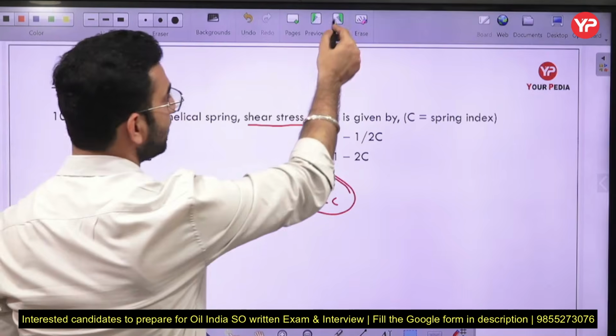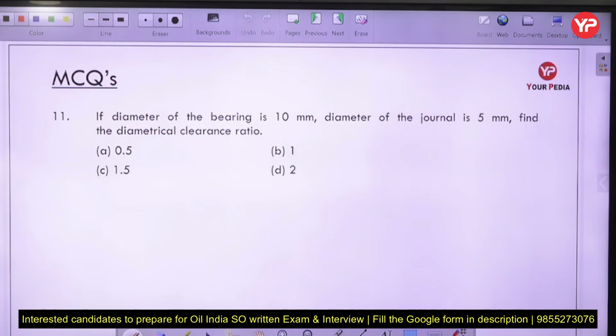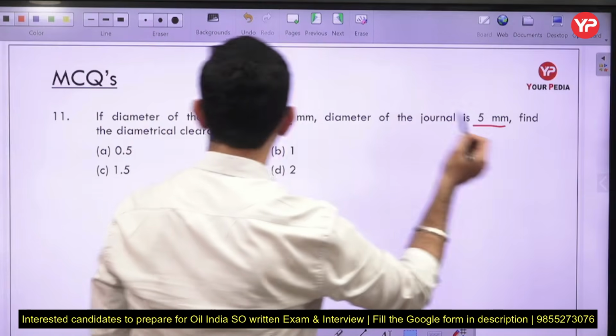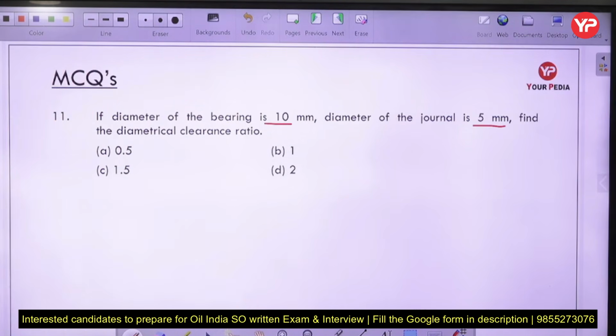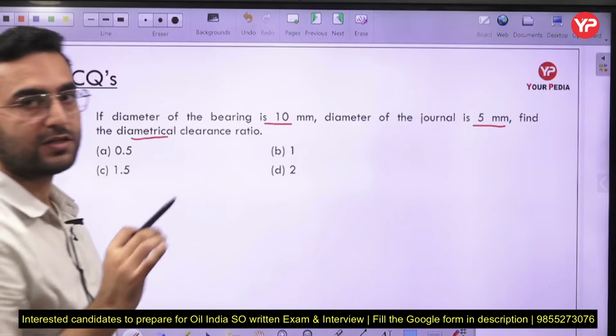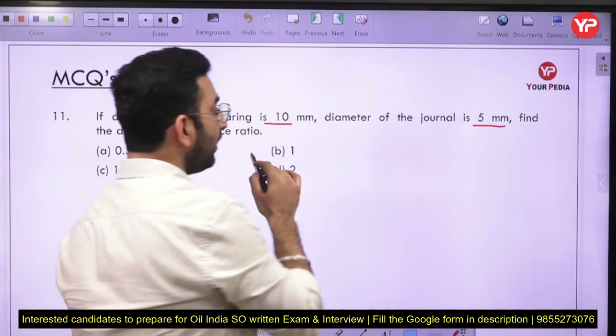Now the next part is, if the diameter of the bearing is 10 millimeter and the diameter of the journal is 5 millimeter, then what will be the diametrical clearance ratio? So this is the first numerical in this exam here. So here if you just see, we want to find out the diametrical clearance ratio. Now what is the meaning of that?